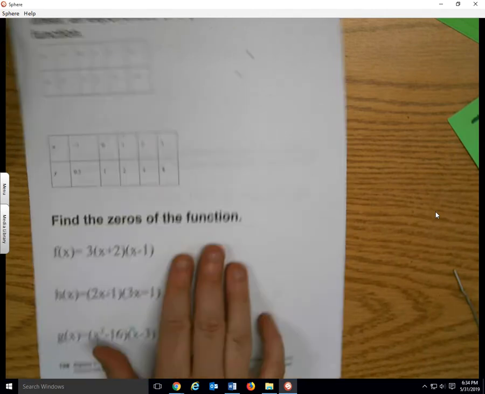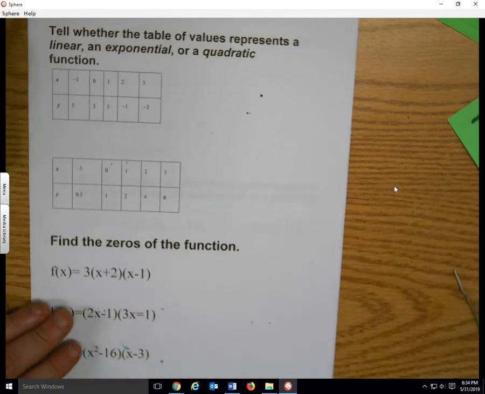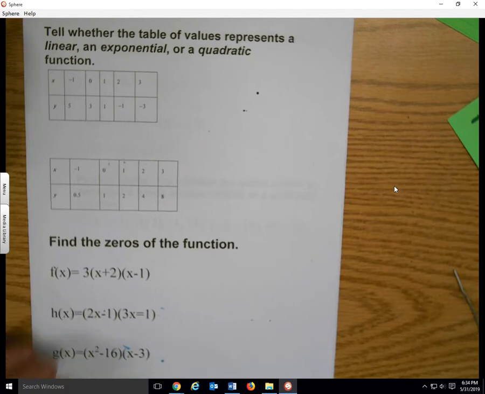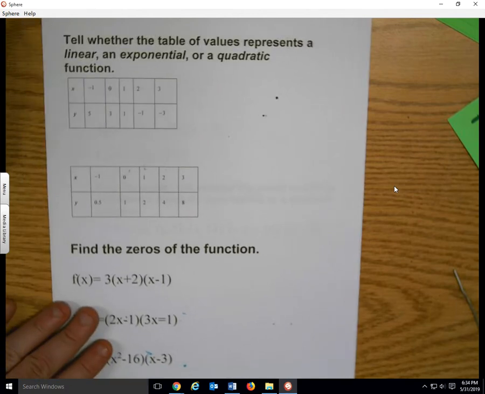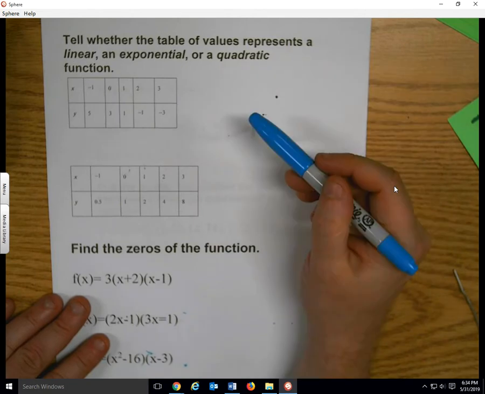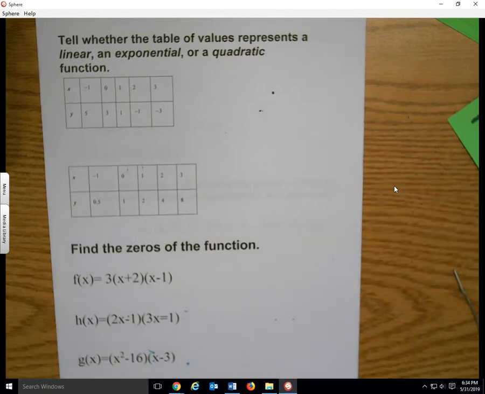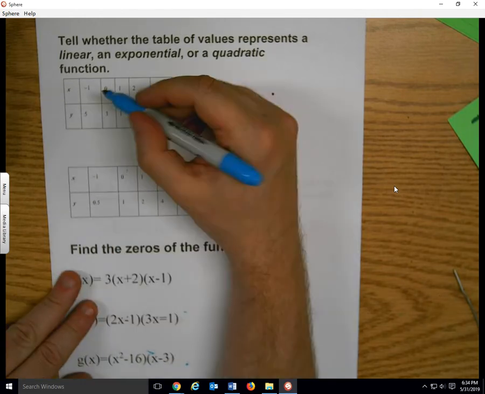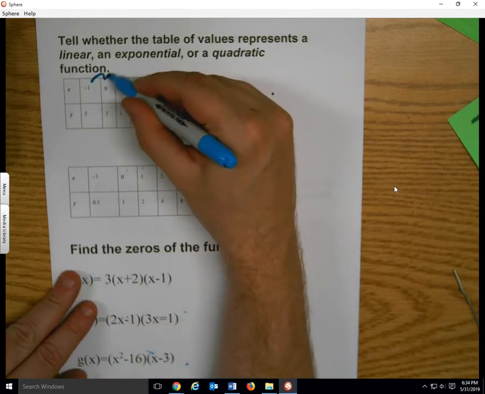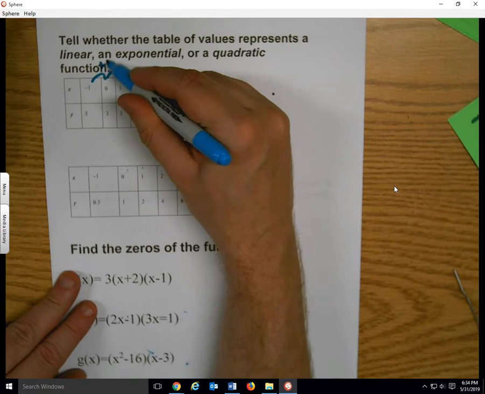Okay, some of the easier stuff. Tell whether the table of values represents a linear, exponential, or quadratic function. First of all, you could just graph these and you could see it right away. I want to do it without graphing though, but you could do it with graphing. So you can see that the x's are increasing by 1, plus 1 each time.